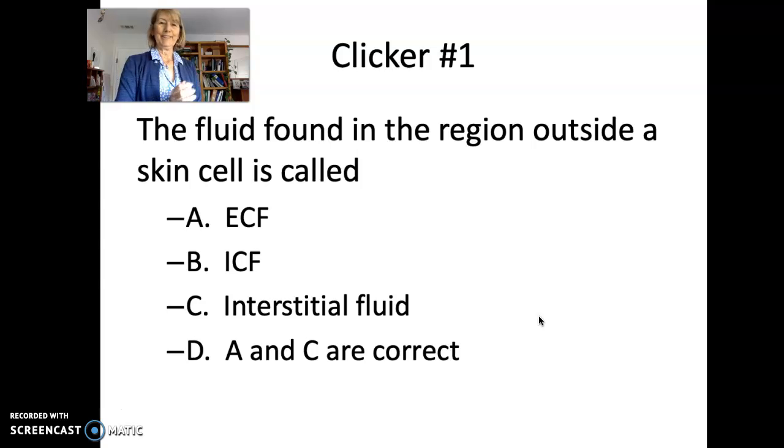Let's do a clicker here. I like clickers. The fluid found in the region outside of a skin cell, I just threw skin in there, it could have been anything, is called ECF, ICF, interstitial, or A and C are correct. And in this case, D, A and C are correct.